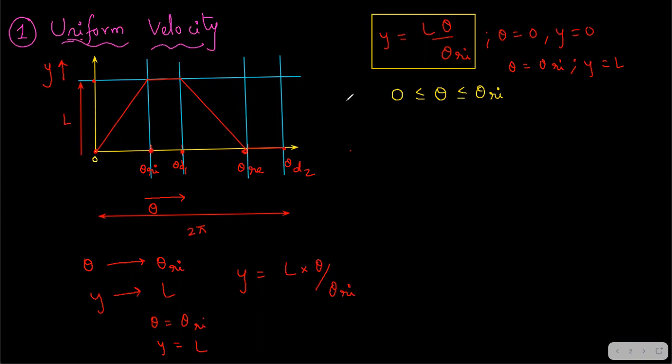So this equation is only valid between t0 and theta Ri. We will only derive equations between 0 and theta Ri because the remaining portion is following the same motion, just in the opposite direction. Here it is increasing, there it is decreasing. If we solve for this one position, it's more than enough.